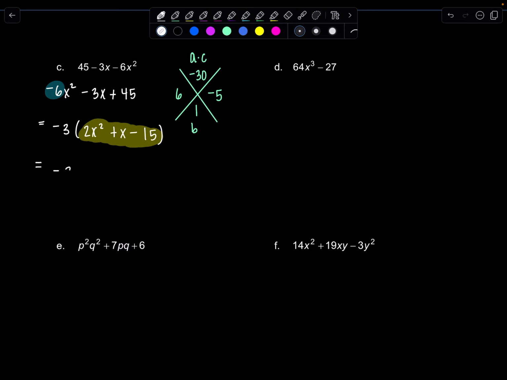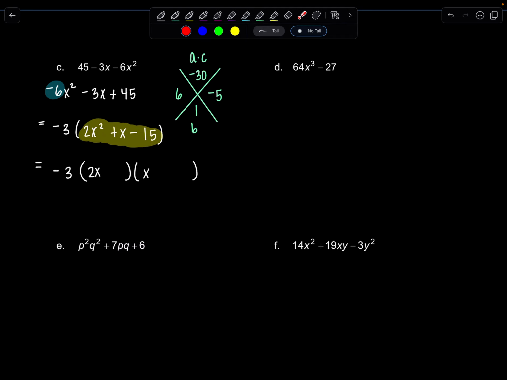So we have negative 3. I know it's going to factor into 2 little factors like this. And looking at the first term, since it's 2x squared, I don't have a ton of options to run through. It has to be 2x and x that get multiplied to give me 2x squared. The only issue here is the 15. So is it 15 and 1 or 3 and 5?